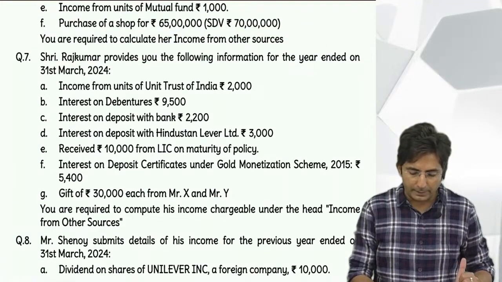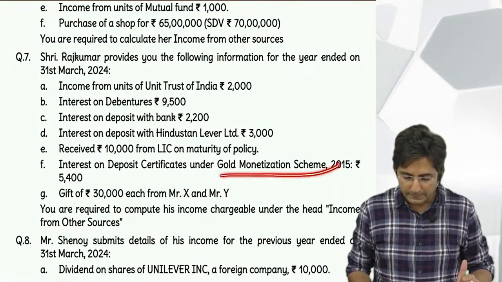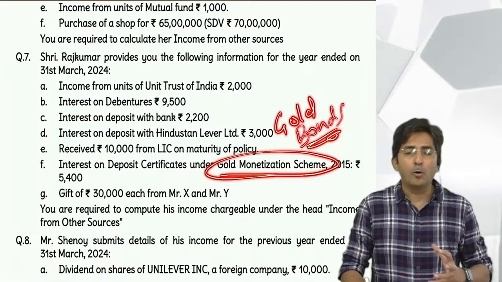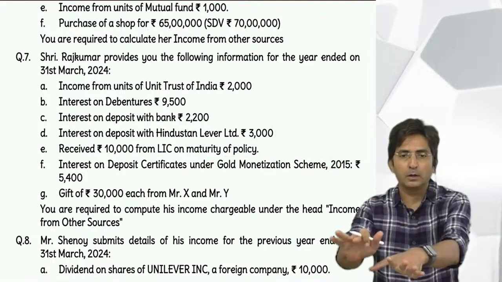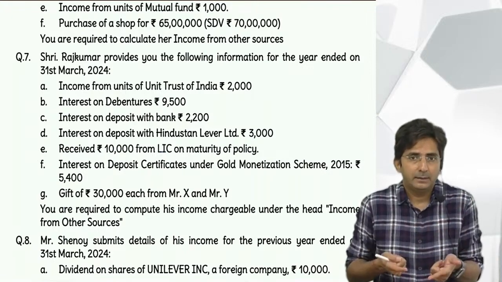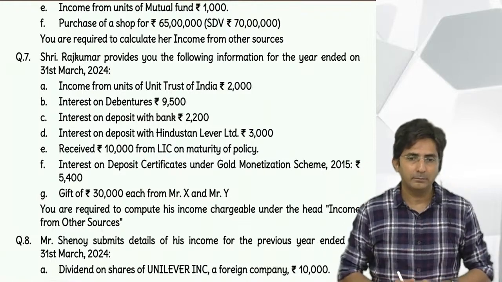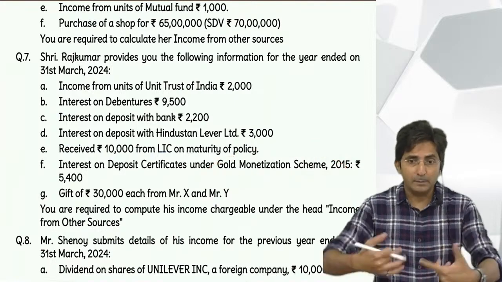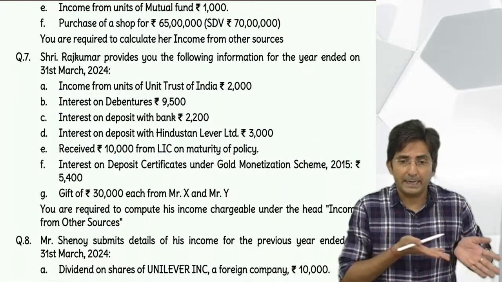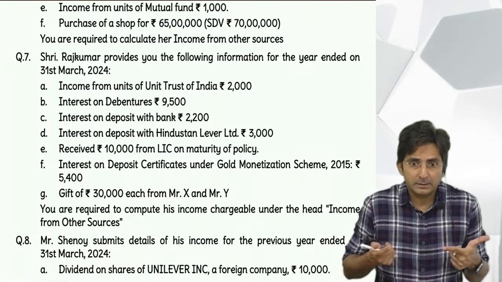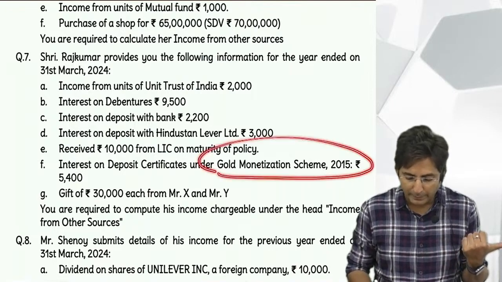But see, in question 7 you will have a doubt. This gold monetization scheme is for gold bonds. You know, last lecture I had explained there is something called gold bonds. In gold bond, what happens? You deposit your gold with the government and you get a certificate. On that every year you get interest, and on redemption you get your gold back. So that is called gold monetization scheme, meaning your gold is getting monetized. Otherwise the gold sitting at your home is lying idle. But if you give it to the government, you can earn interest.